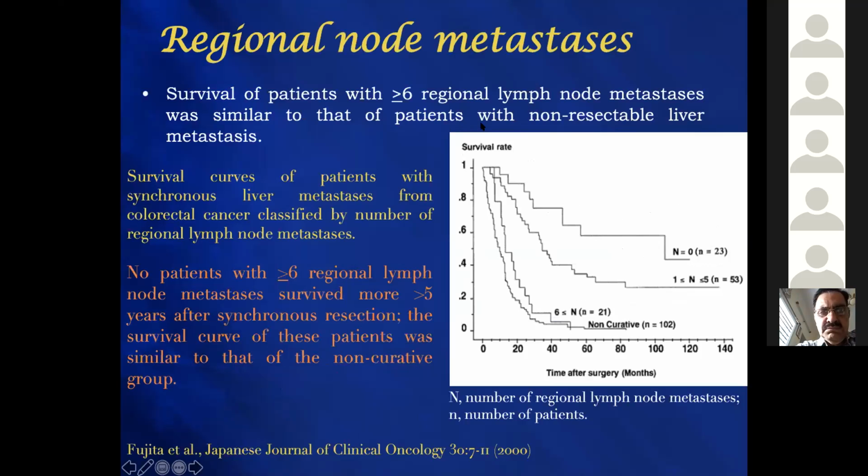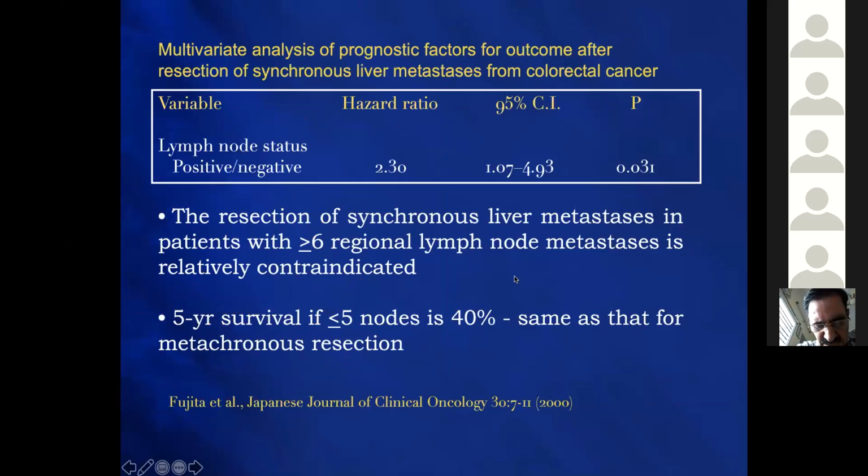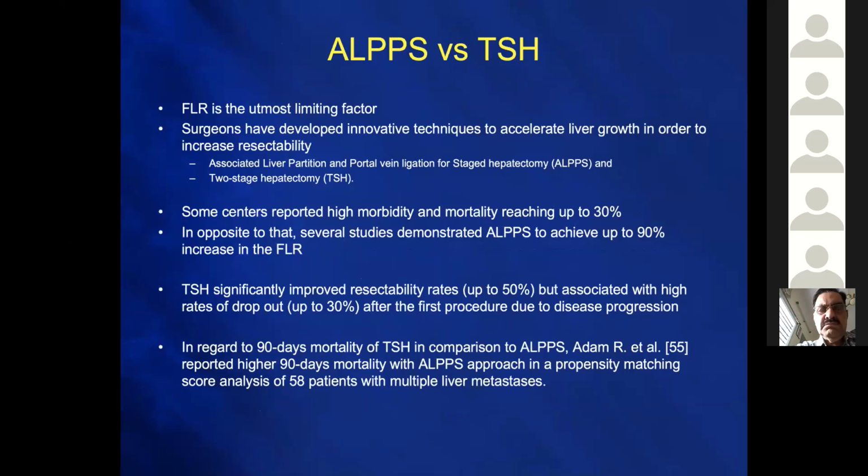Regarding more than 6 regional lymph nodes, I kept telling you that survival curves were always better with N0 compared to N1 or N2. If it is more than 6 nodes, the survival was less. So you have to take a careful decision when considering these patients. Resection of synchronous liver metastasis in patients with greater than 6 regional lymph nodes is relatively contraindicated. Five-year survival with fewer than 5 nodes is 40%, but not good for more than 6 nodes. Ultimately, the functional future liver remnant is the ultimate limiting factor.